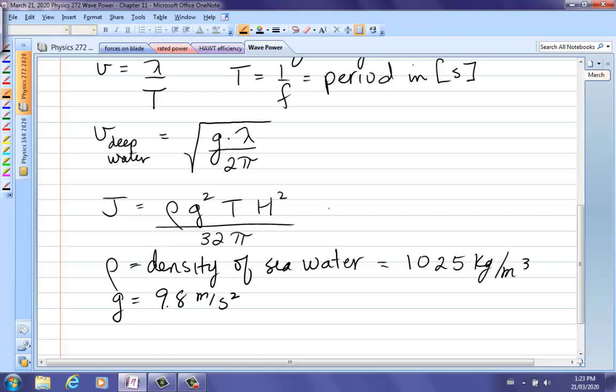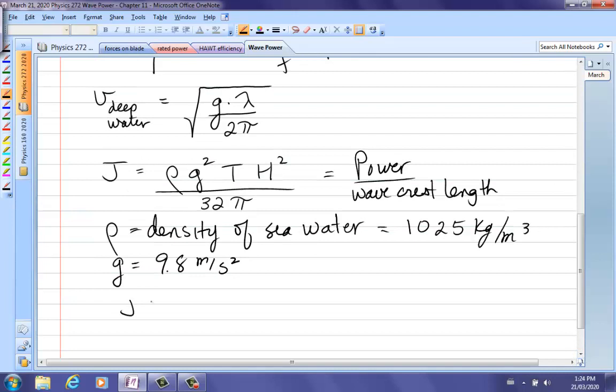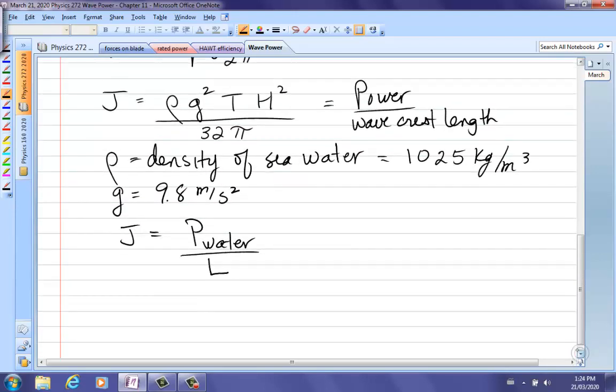And then the units for J, so this is equal to the power per wave crest length. Okay, so J is equal to the power in the water divided by L. Okay, so that's going to be a useful equation.